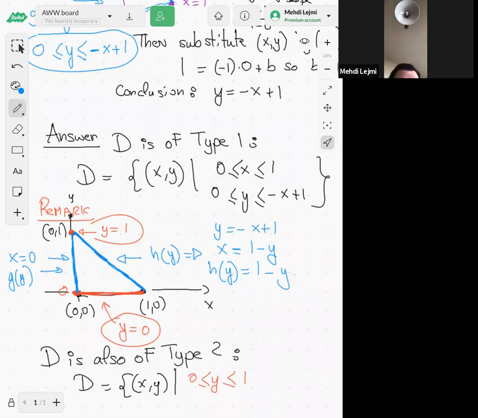On the left, we have this g of y. It's just x equal to 0. It's a vertical segment. So x is between g of y, which is just 0 here. And on the right side, I have this hypotenuse, that's h of y, which is 1 minus y. So actually D is of both type 1 and type 2. Very good point, Enrique.